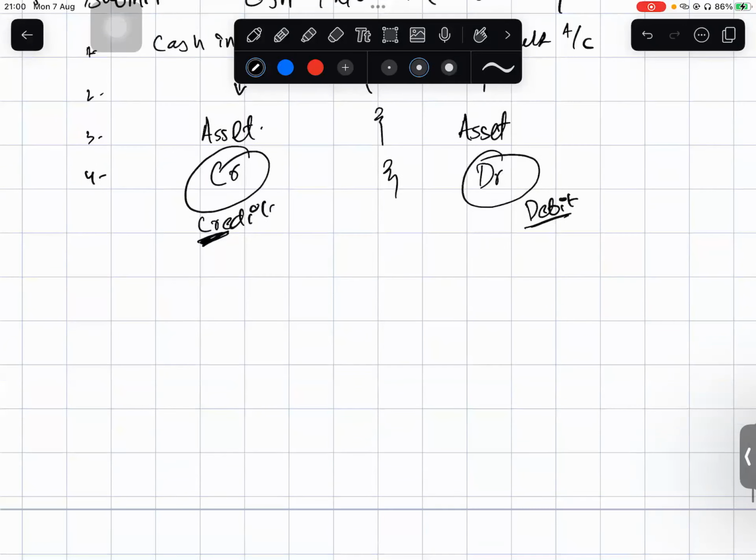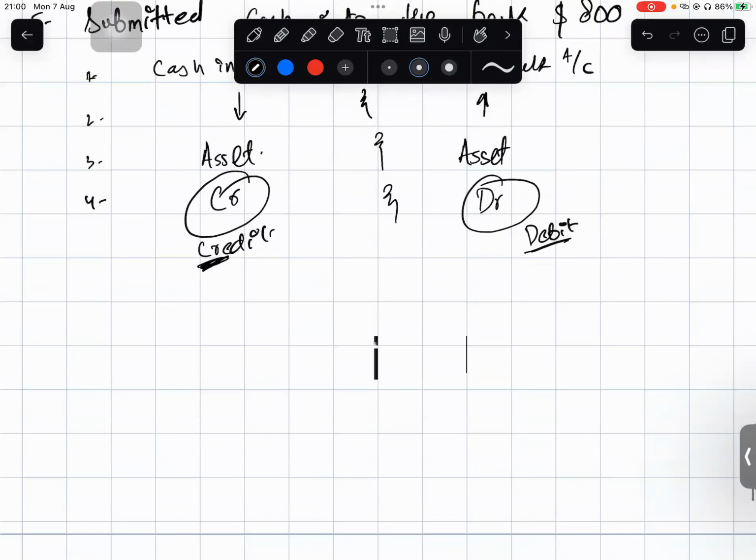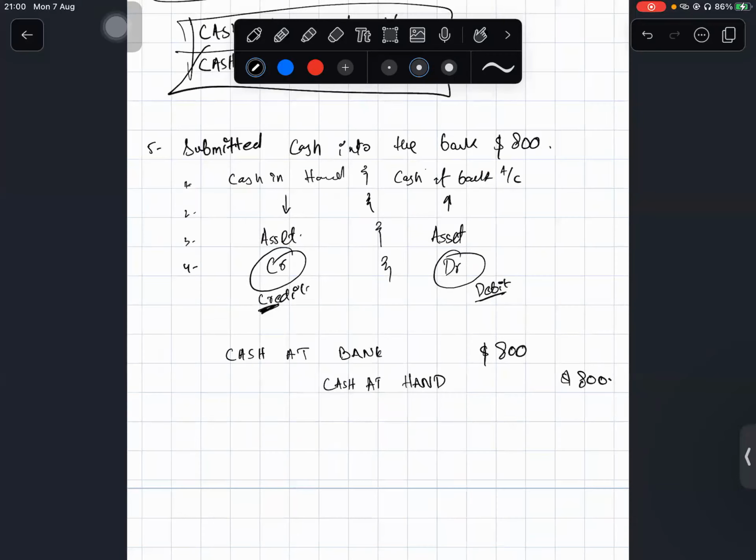But it doesn't matter. So when we're talking about the journal entry for this, we are going to debit cash at bank because it is increasing $800, and we're going to credit cash at hand again by $800. Right.